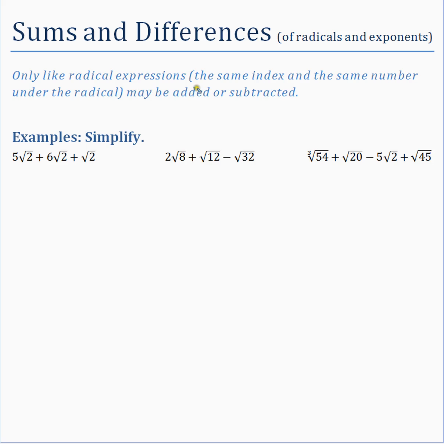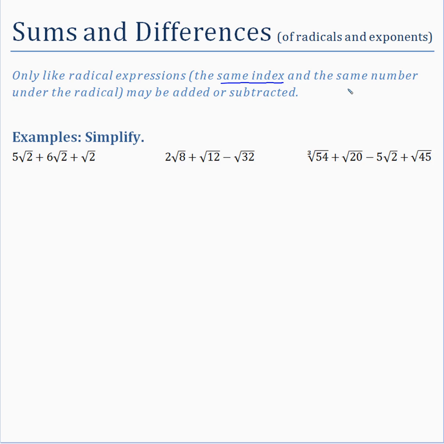And like radical expressions means they have to have the same index. Like they all have to be square roots or they have to be cube roots. I should say only square roots can be added to square roots and cube roots to cube roots, and they have to have the same number under the radical. If they don't have both of those things, they can't be added.